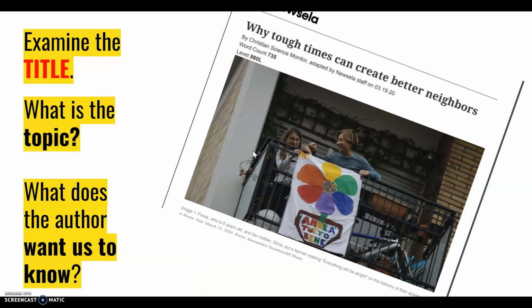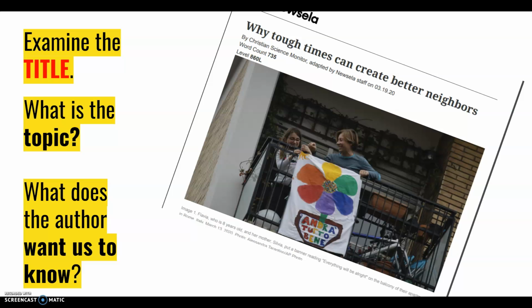Let's go ahead and get started. So first, we're going to review a few strategies that will help you determine the author's purpose for writing a text. First and foremost, examine the title. Why? The title gives us the topic of the text and sometimes even the central idea of the whole text. Since the central ideas of a text are connected to the author's purpose, since the central ideas are what an author most wants us to know, we can use the title to predict the author's purpose right away.